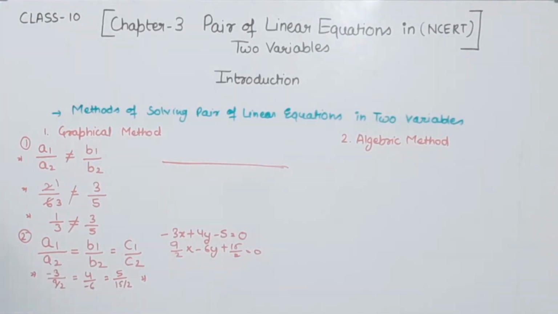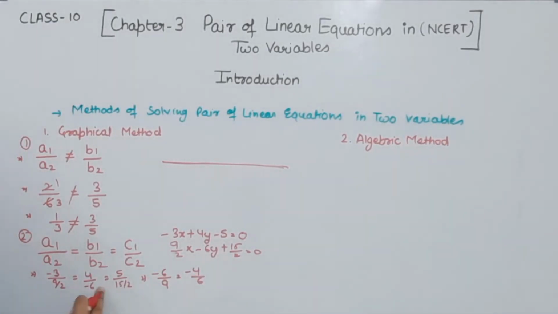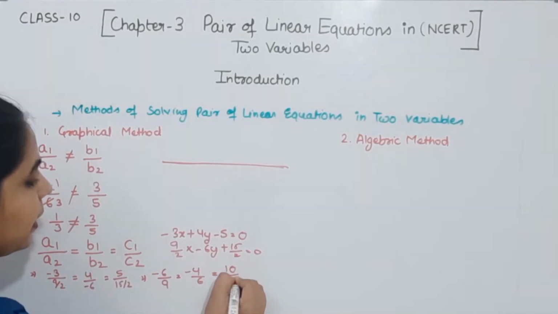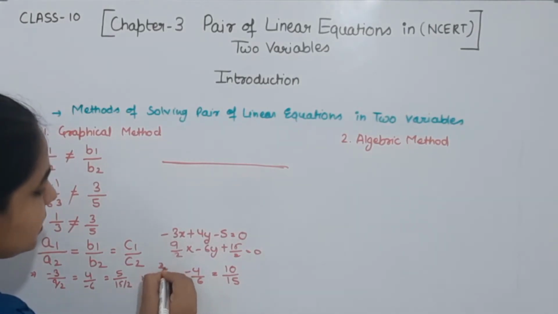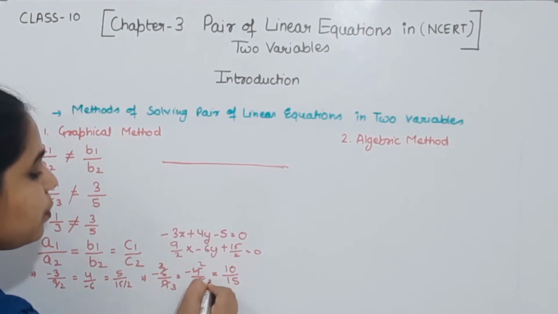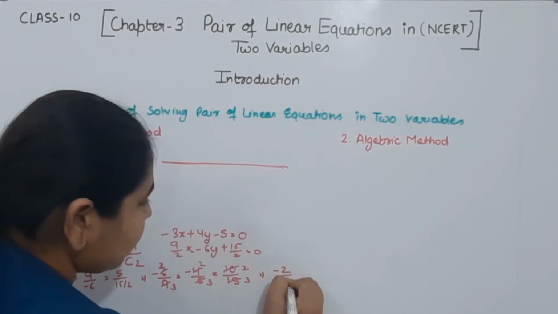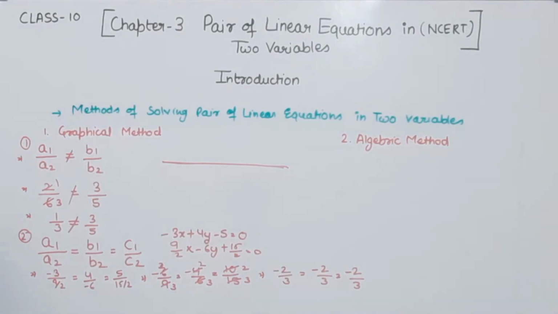We are going to reciprocate this one. So this will be minus 6 by 9. Here we have minus 4 by 6. I am going to take negative 1 on the numerator, and this one we are going to reciprocate, so it will be 5 by 15. Now when I solve this, 3 2s are 6 and 3 3s are 9. Now 2 2s are 4, 2 3s are 6, 5 2s are 10, 5 3s are 15. So this is minus 2 by 3, minus 2 by 3, and this one is also minus 2 by 3. That means these are coincident lines.